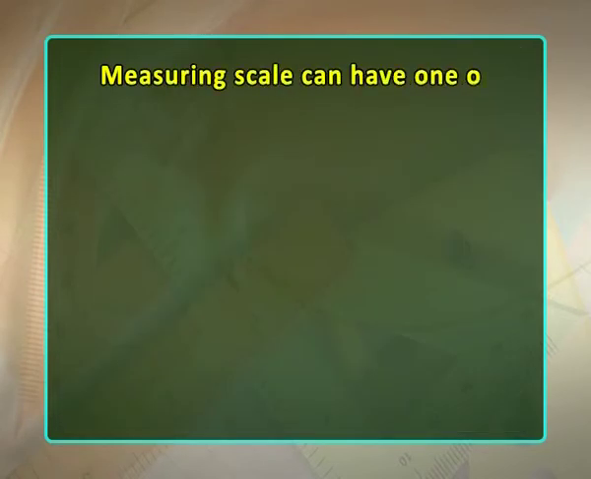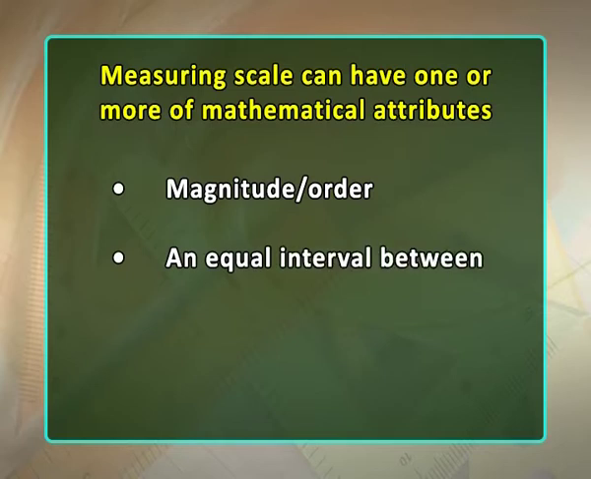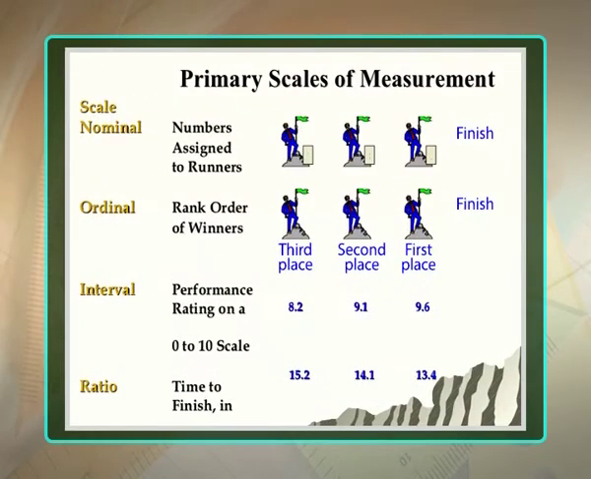Theoretically, a measuring scale can have one or more of the following mathematical attributes. First, magnitude or order. Second, an equal interval between adjacent units. Third, an absolute zero point. It is generally agreed that there are four kinds of measurement scales, according to corresponding levels of measurement. A brief discussion of these scales is given as: first, nominal scale.